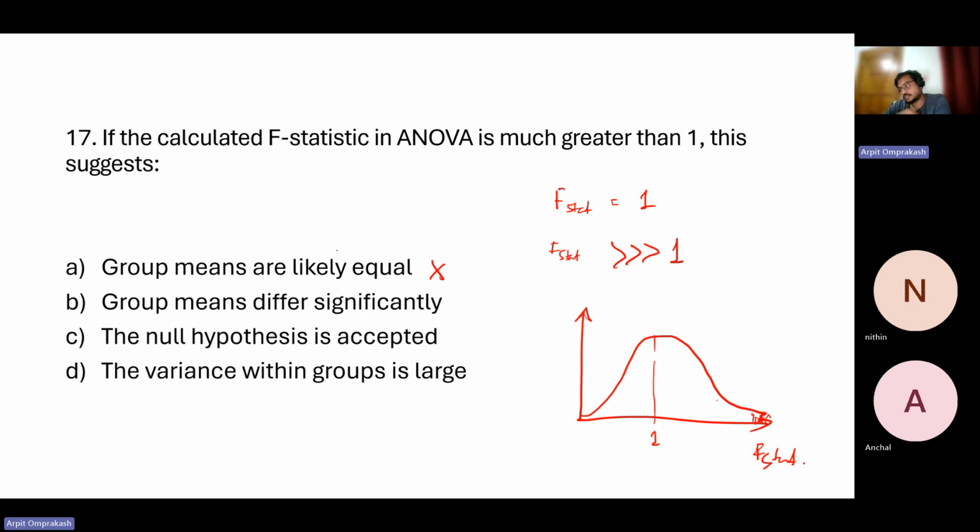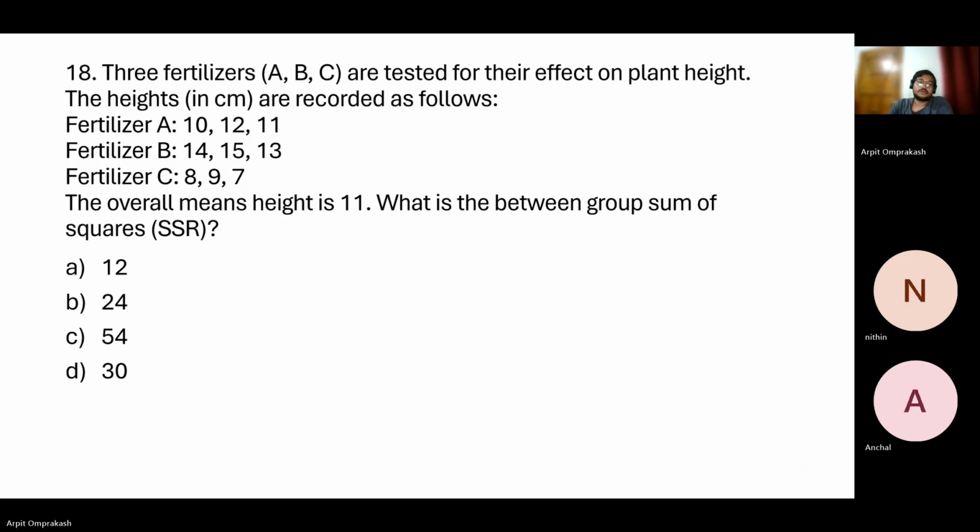Group means differ significantly. This might be true. Null hypothesis is accepted. This is false because if we are at the end, the null hypothesis has to be rejected. The variance within groups is large. This is also false. The variance between groups might be large, and that's why the statistic is very high. So the answer here will be option B. Group means differ significantly. Right. Does anyone have any questions?